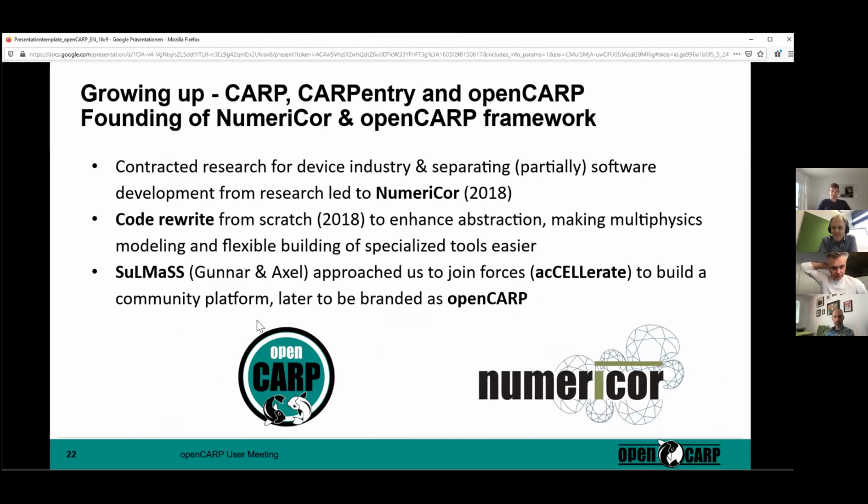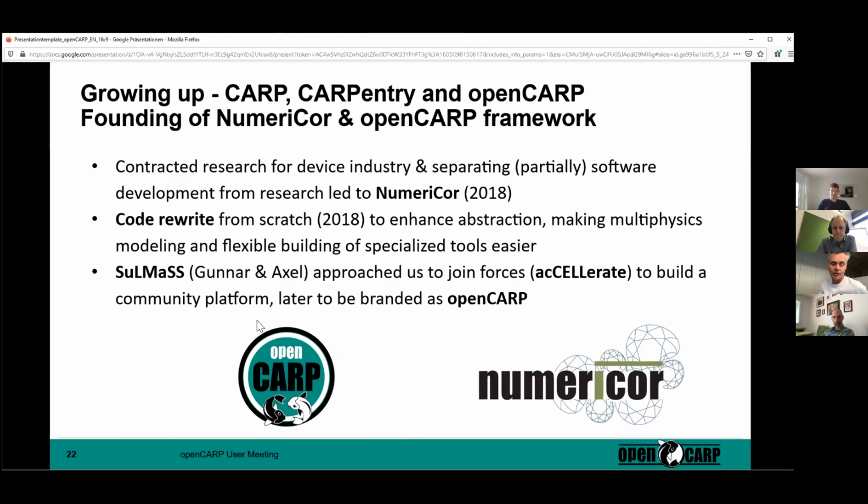So in 2018, we had done quite a bit of contracted research. It turned out that actually some of the industries are willing to pay for simulation services, and we figured out that the overhead for writing the software started to overload the lab, and not everybody was happy in pursuing an academic research career. So we spun off a company, NumeriCor, that would deal with a lot of the development, and also offer services to industry.